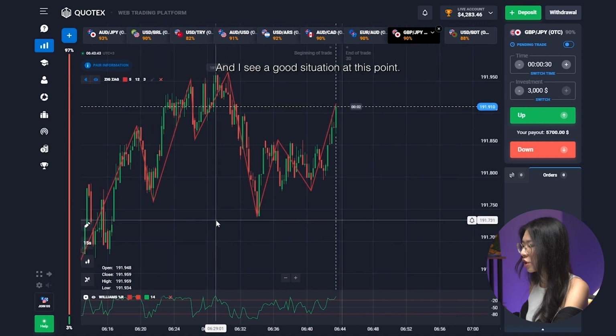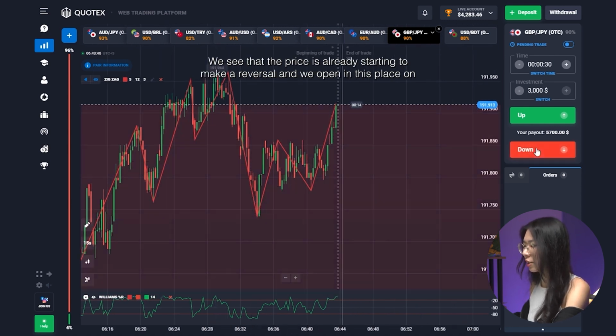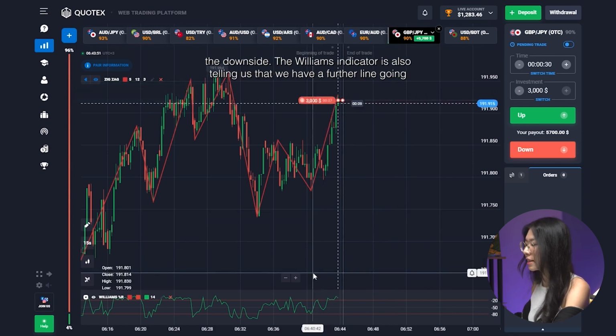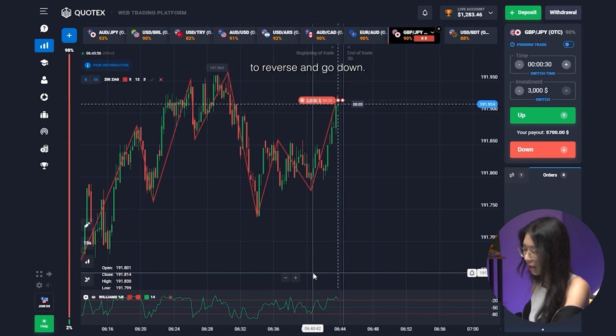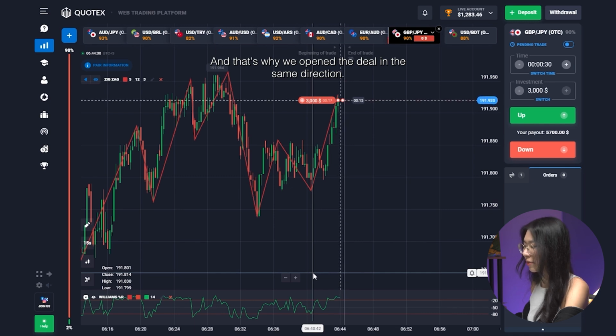And I see a good situation at this point. We see the price is already starting to make a reversal and I open in this place on the downside. The Williams indicator is also telling us that the line is going to reverse and go down. So that's why we opened the deal in the same direction.